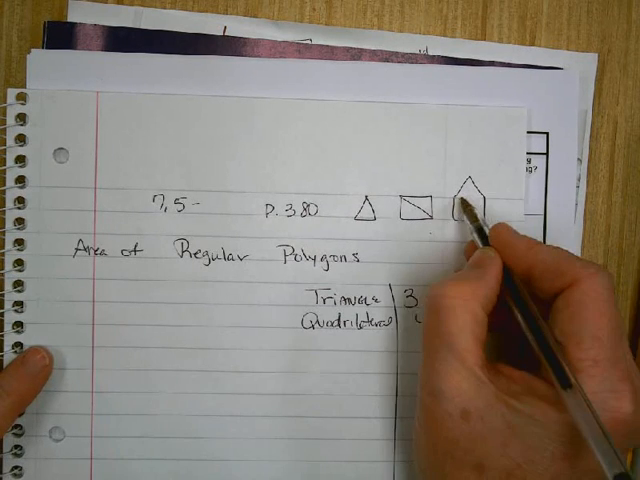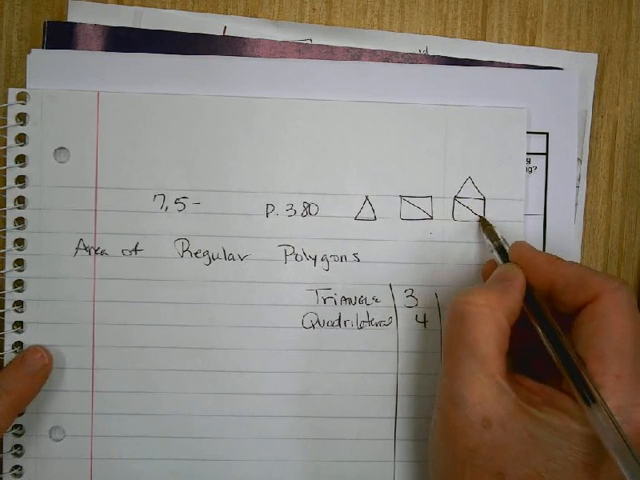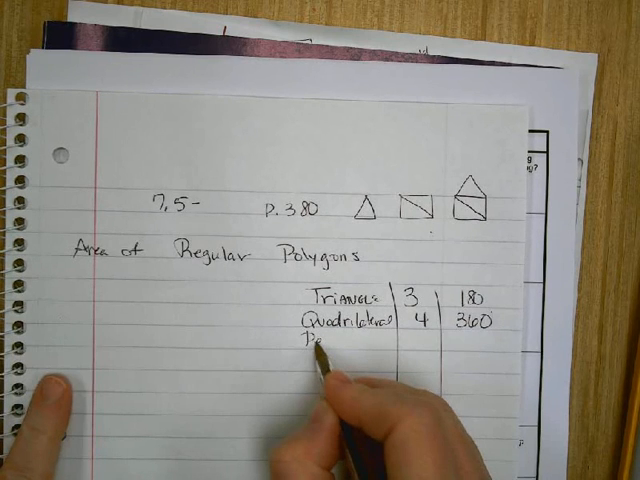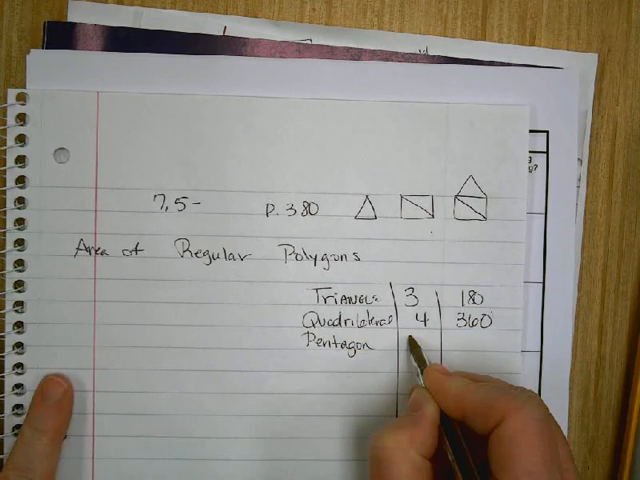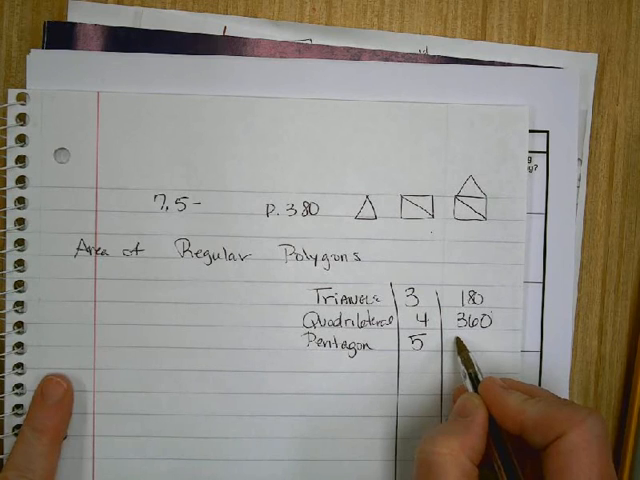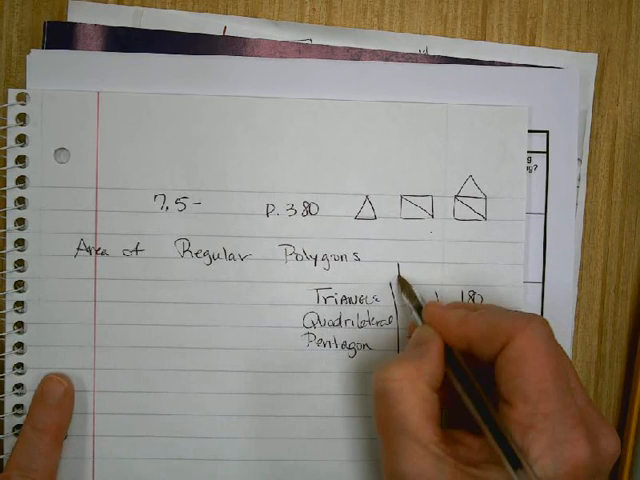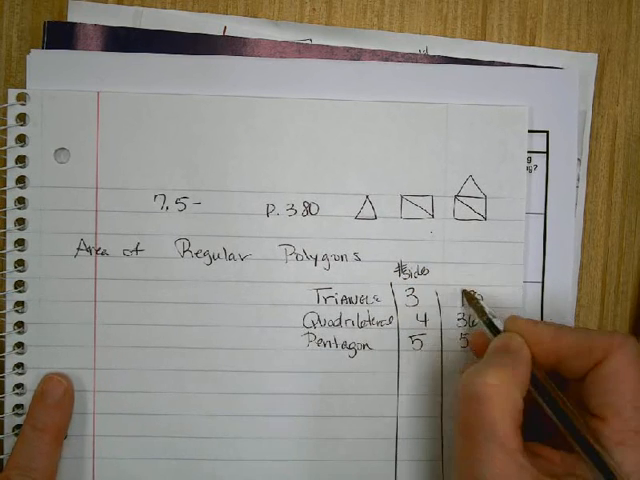Okay, what about the pentagon? What's the least amount of triangles that I would need in order to build that? 3. So each one of those would contain 180 degrees. So pentagon has 5 sides, and it would be what? 540. Okay, this is number of sides, and then I'm going to make another column in here.